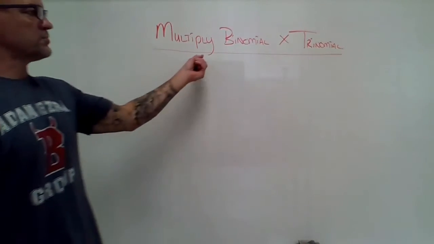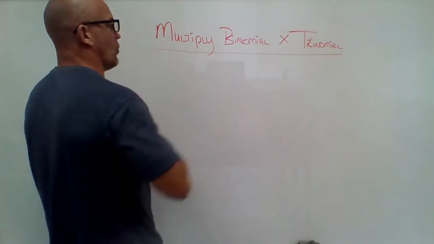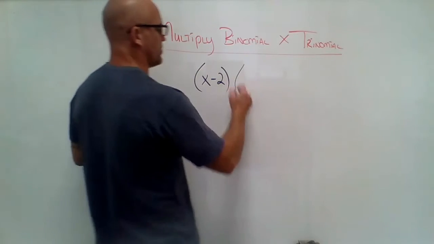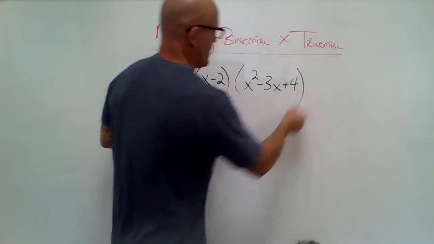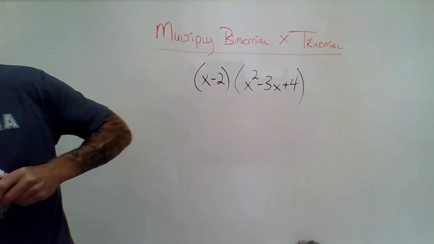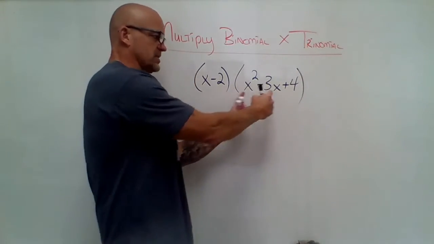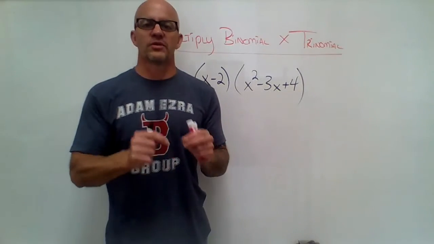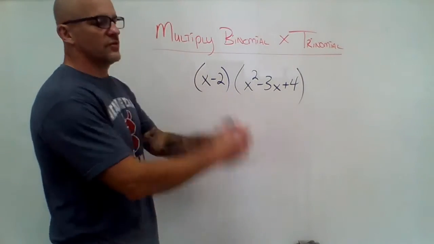Number one, multiplying a binomial times a trinomial. First thing I want you to know, we are going to be taking a binomial and multiplying that times a trinomial. Now, first off, we cannot use the FOIL method. The reason is we are dealing with a binomial times a trinomial. The FOIL method only works if you're doing a binomial times a binomial. So in this case, we cannot use the FOIL method.